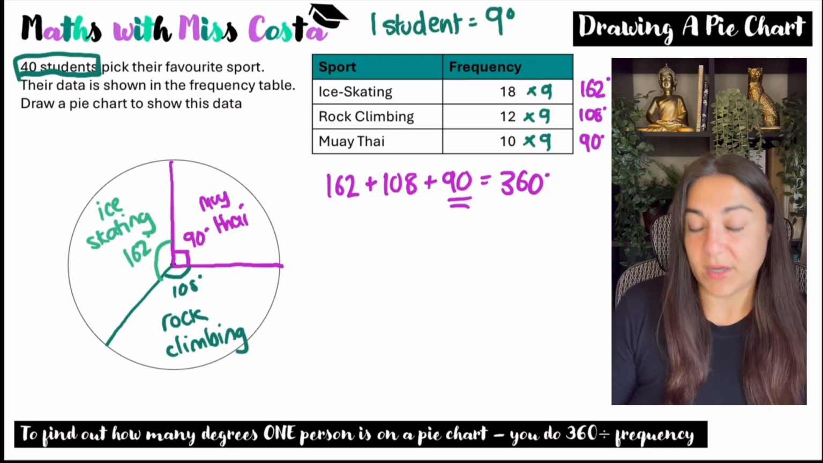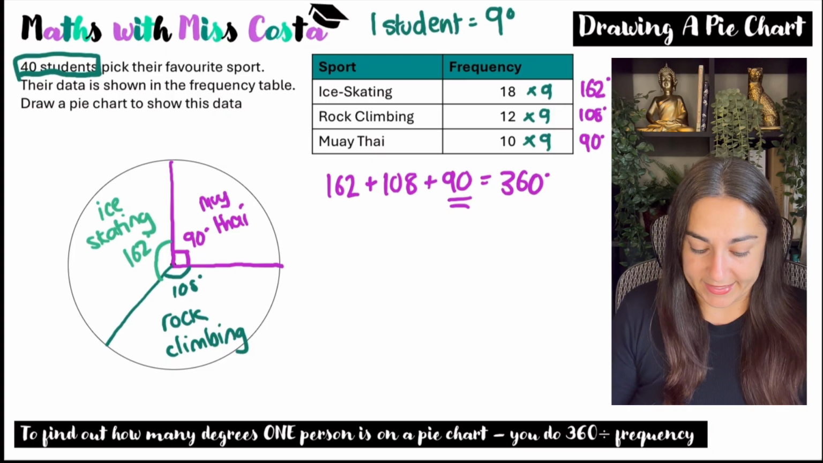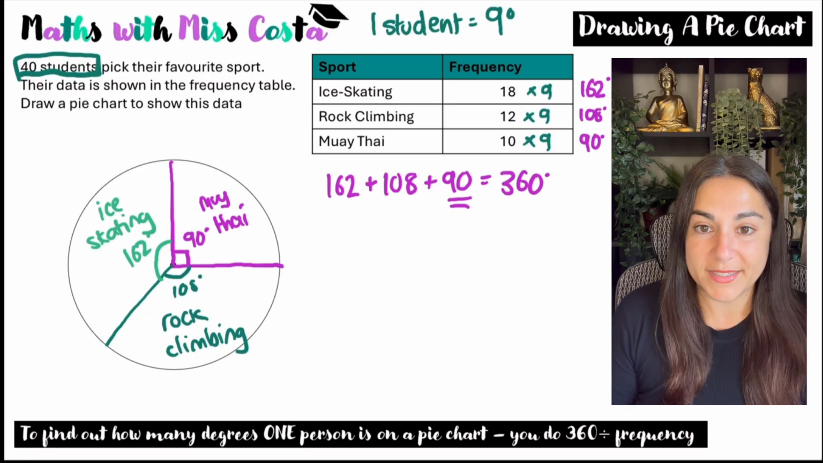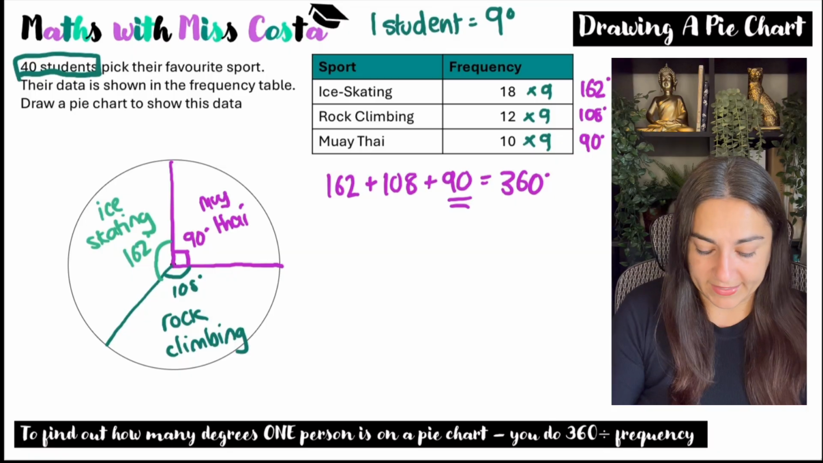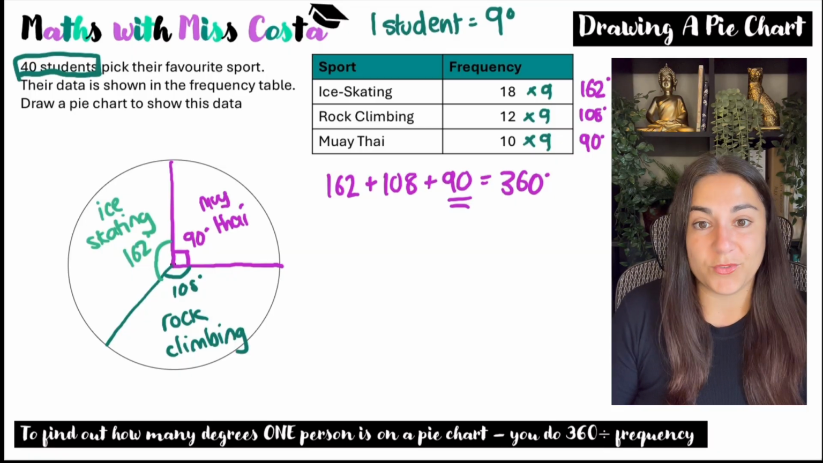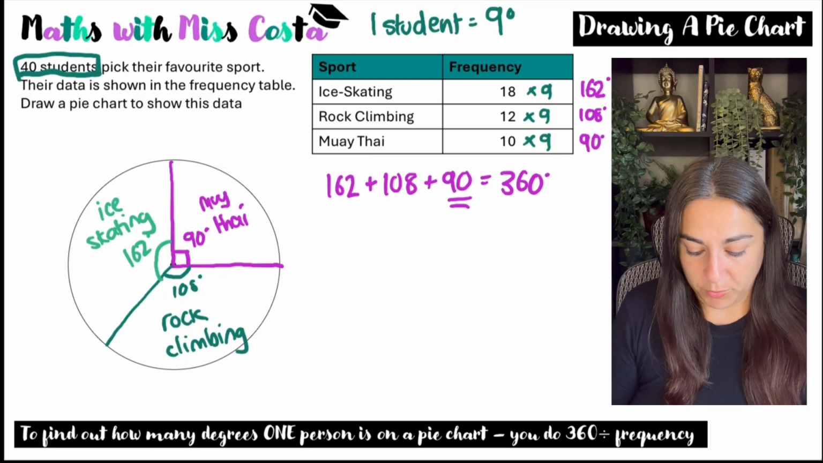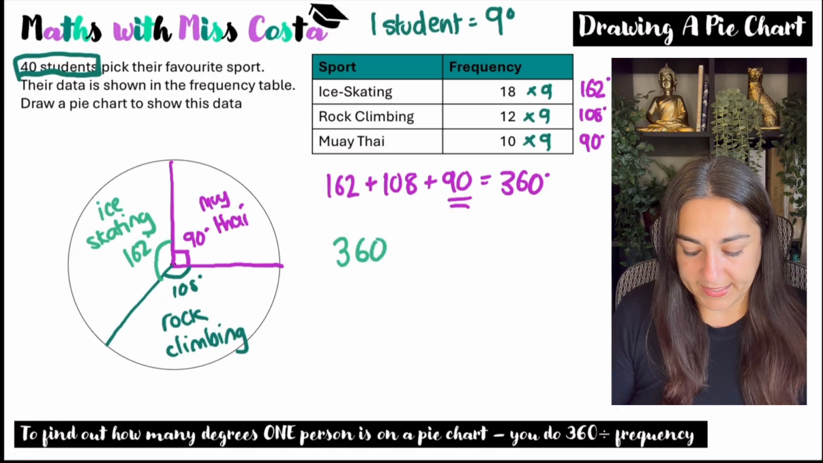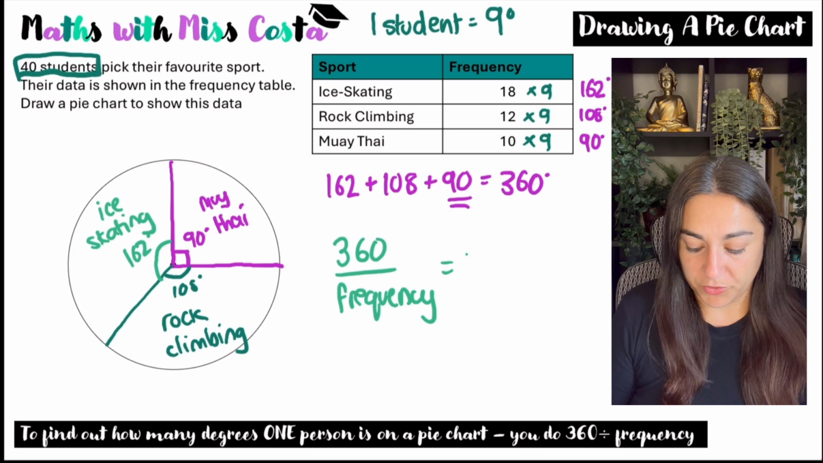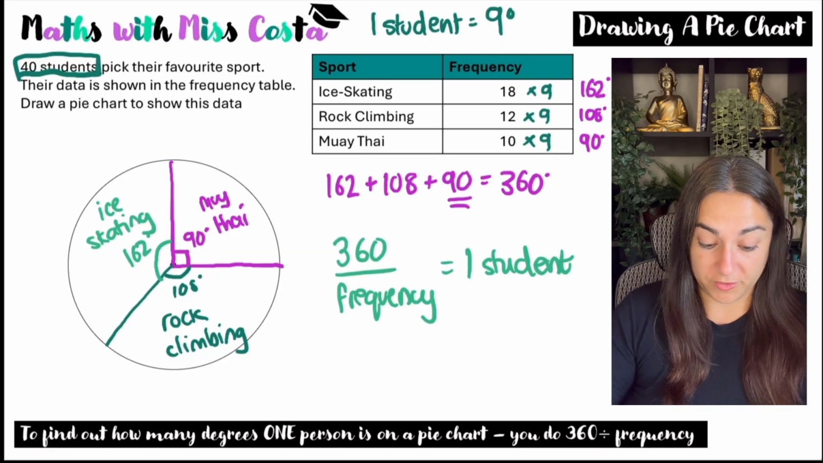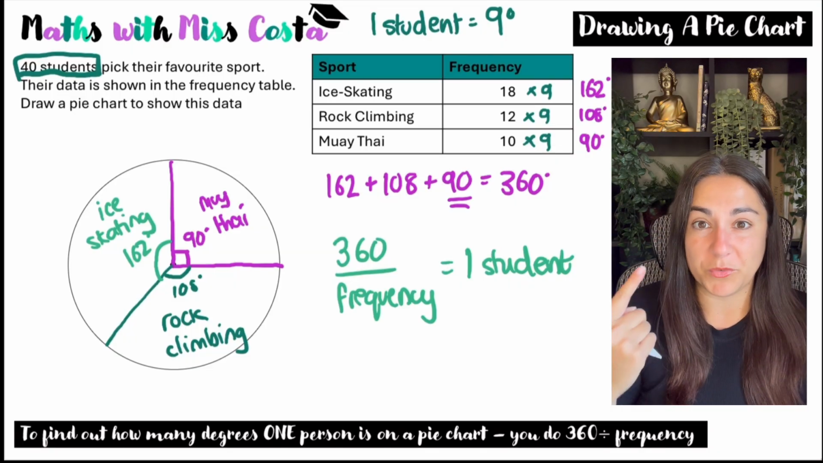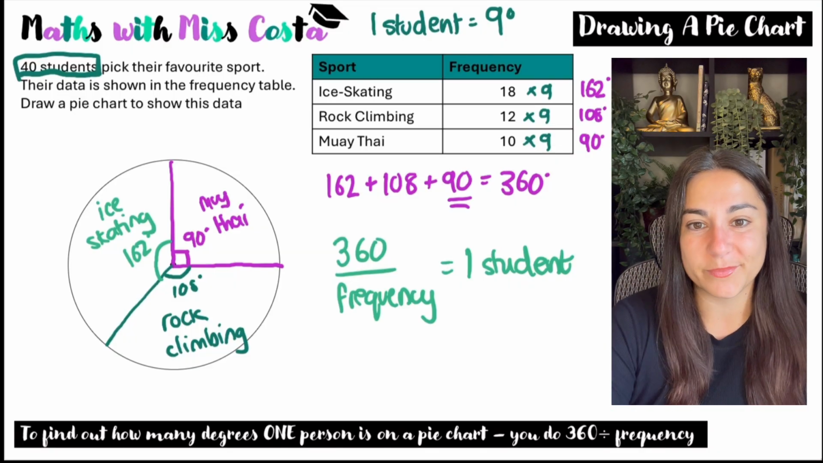Now, if you were asked a question about a pie chart, for instance, what is the mode? The mode is the most common. So the most common or the most popular sport is ice skating. But that's how we do drawing a pie chart. The most important thing is that you do 360 divided by the total frequency, and that tells you how much one student is, or it might be a car, it might be a person, whatever it is. That tells you how much one person or one unit is.